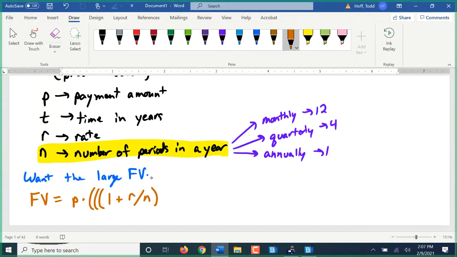to the power of N times T. Now remember, N is the periods in a year, T is the number of years, so that's the total number of periods. Minus 1, close parentheses, divided by, open parentheses, R divided by N, close the parentheses and close them again.